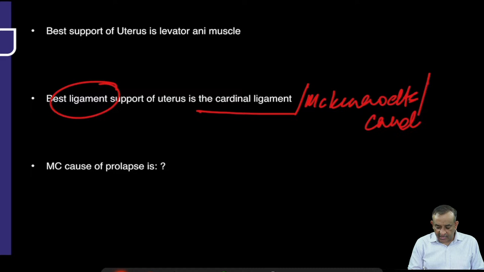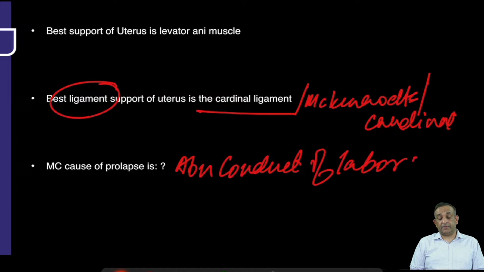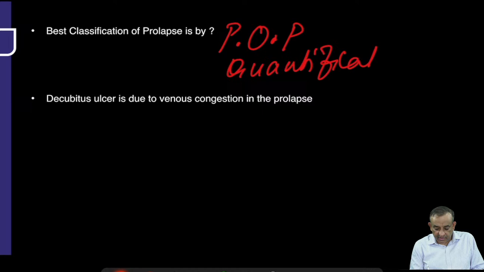All right. Most common cause of prolapse is abnormal conduct of labor. Best classification of prolapse is by the pelvic organ prolapse quantification. All right, did I miss some question?